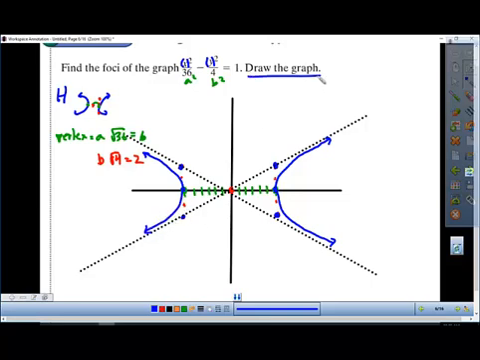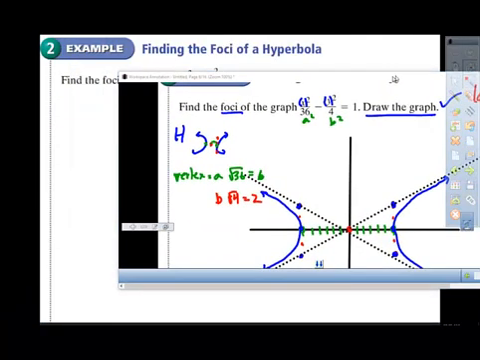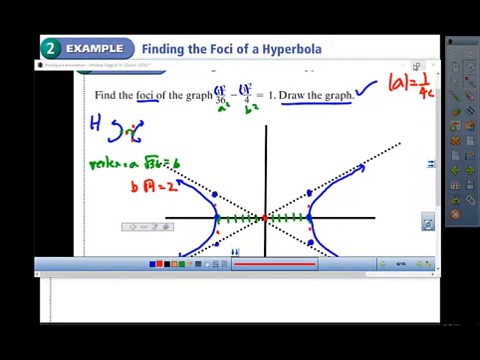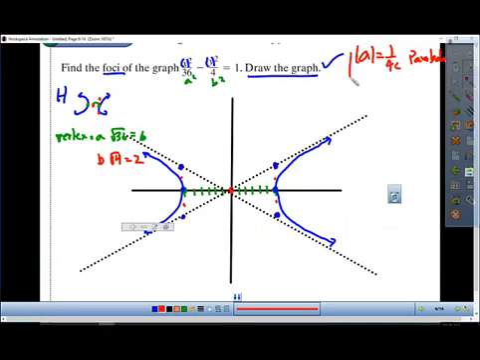Okay, so we drew the graph. Now it says find the foci. Remember, the focus of a parabola is going to be on the inside. So the focus is going to be inside here somewhere, and I want to know how far it is. We're going to use our formula, but not the absolute value of a equals 1 over 4c. That's for parabolas. A different beast gets a different formula.